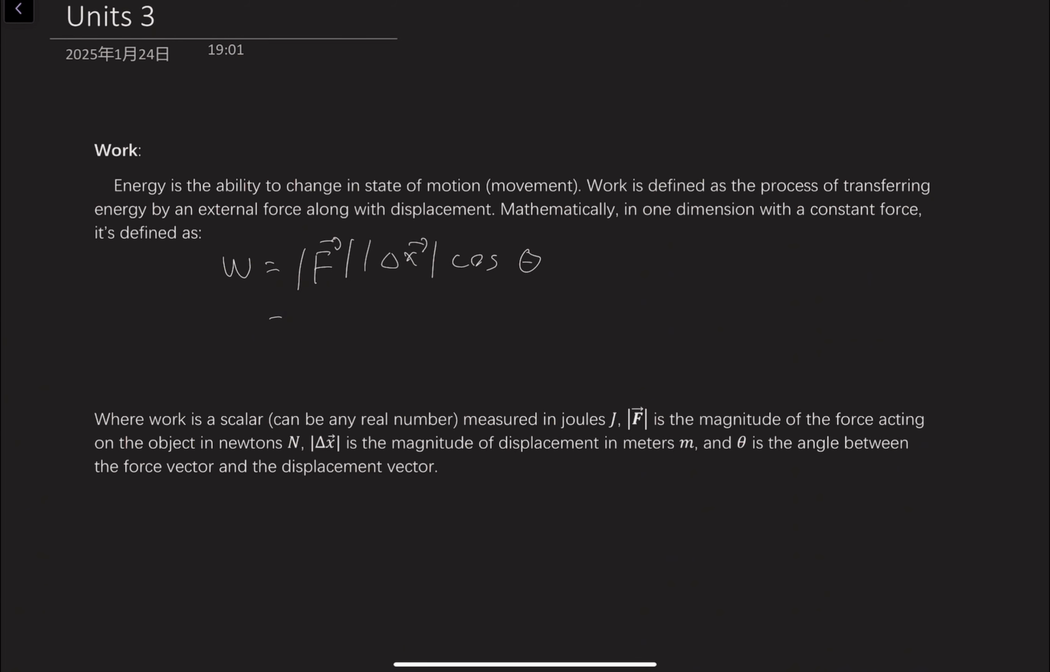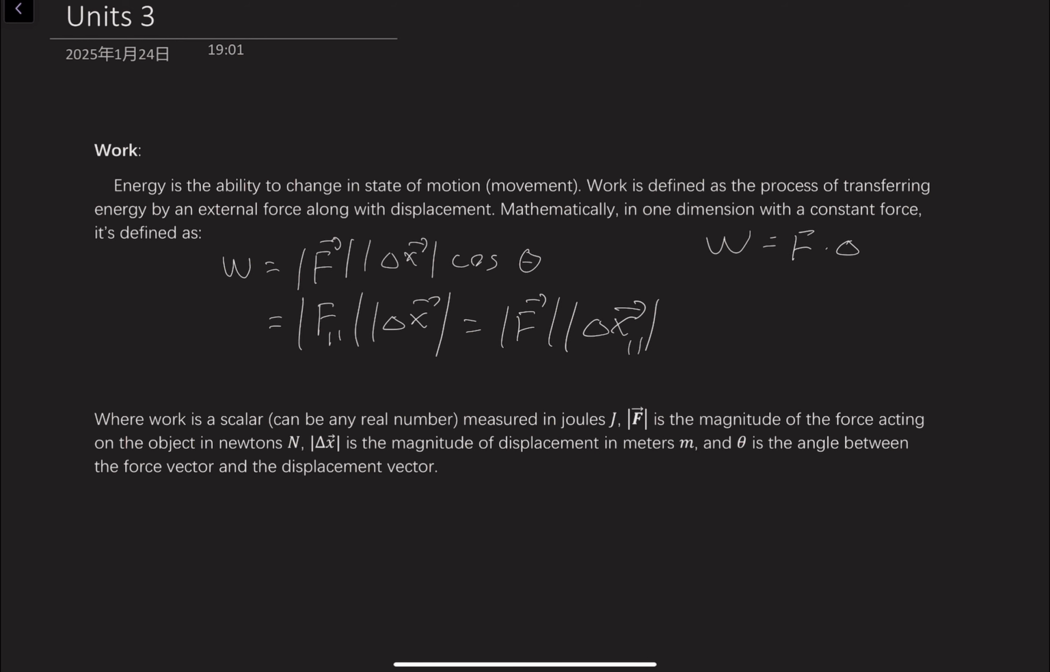So this can be rewritten as the magnitude of the force parallel to the displacement times the magnitude of displacement, which is equal to the magnitude of force times the amount of displacement that's parallel to the force. This is from the definition of the vector dot product.